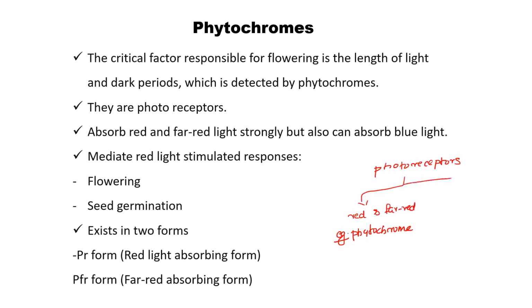And the blue light photoreceptor. Examples of blue light absorbing photoreceptors are cryptochrome and phototropins.